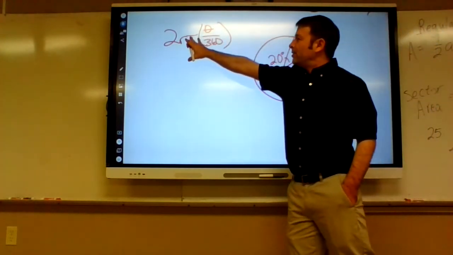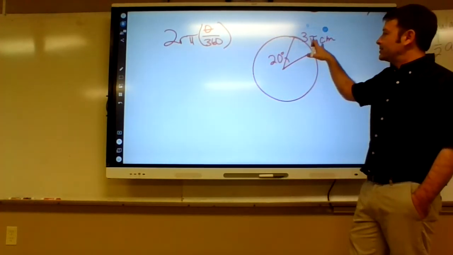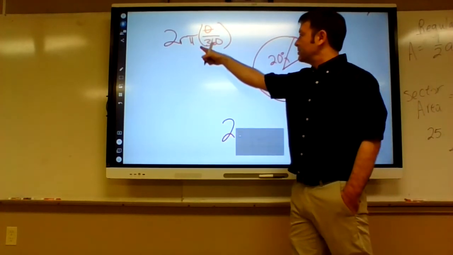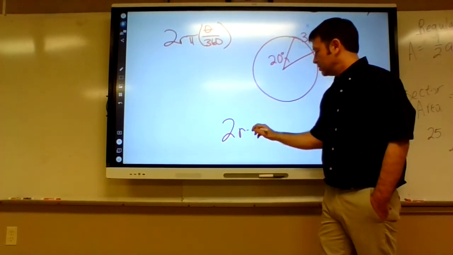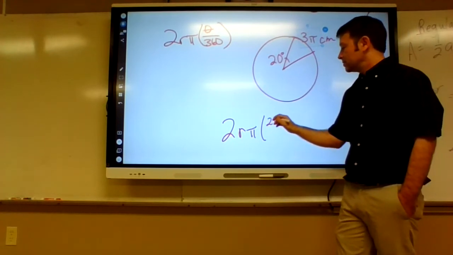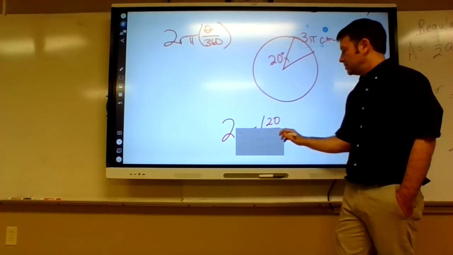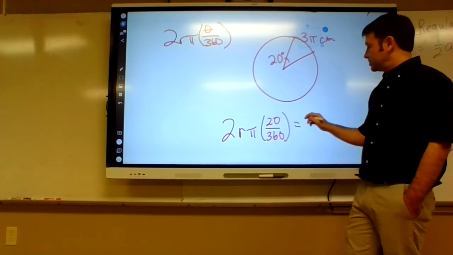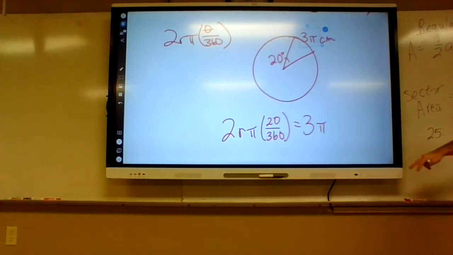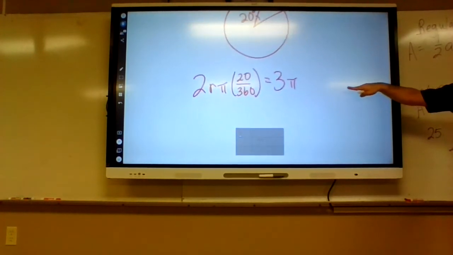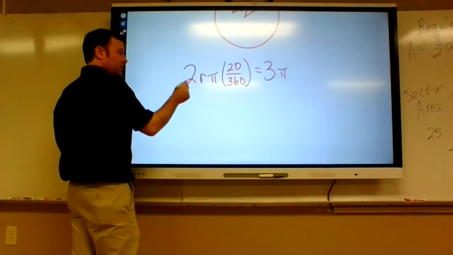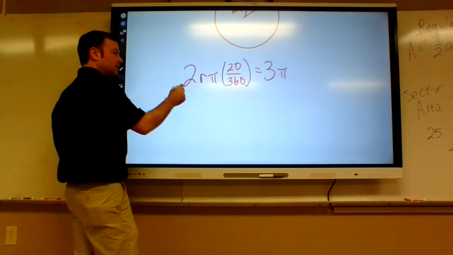So I'm going to set my arc length formula equal to that. Right? And then it's 2 r, I don't know what r is yet, pi, times, I do know what theta is, that's 20 degrees over 360, equals the arc length. You guys remember these problems? We gotta figure out what r is. So how do I go backwards and find r? What do I do about this 2? Divide by 2.